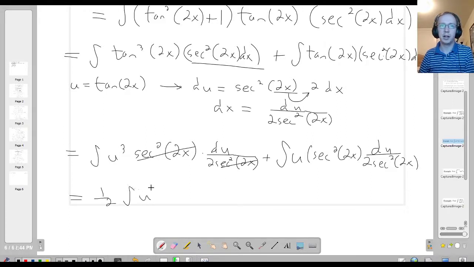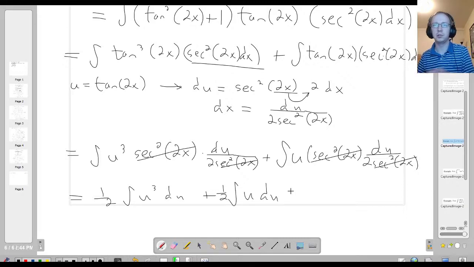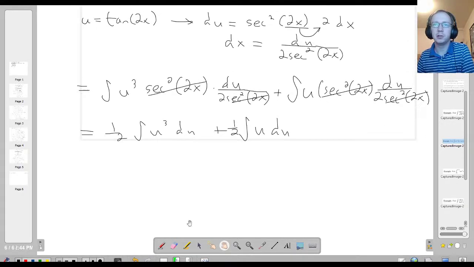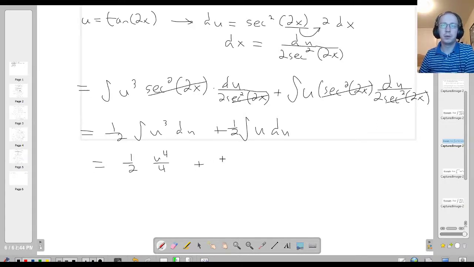The secant squareds cancel out. So I have 1/2 times the integral of u cubed du. And over here, the secant squareds cancel out, and once again, I just have 1/2 times, and this time it's u du. Those are very doable integrals using the power rule. So this is 1/2 u to the 4th over 4, and this is 1/2 u squared over 2. So in other words, u to the 4th over 8 plus u squared over 4.